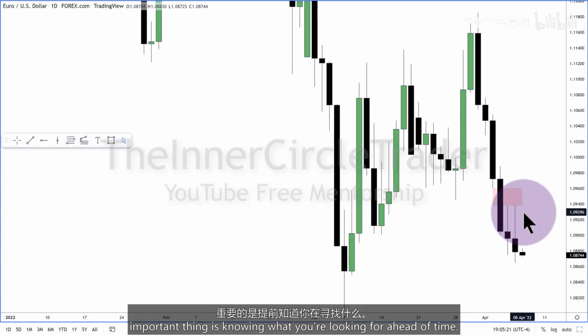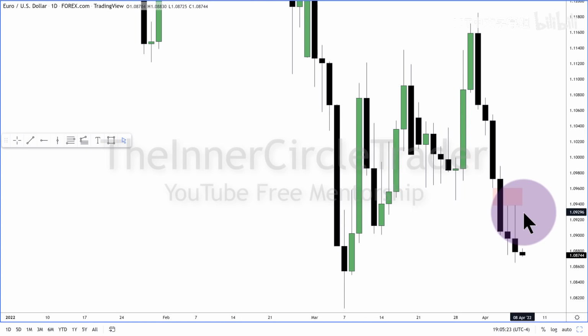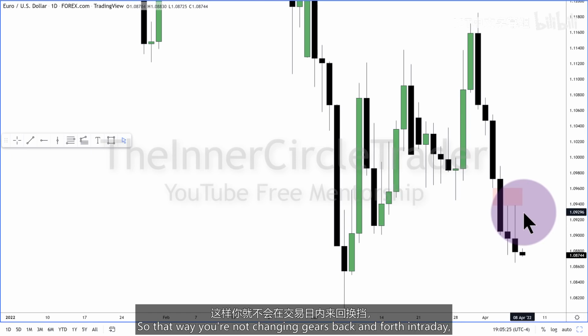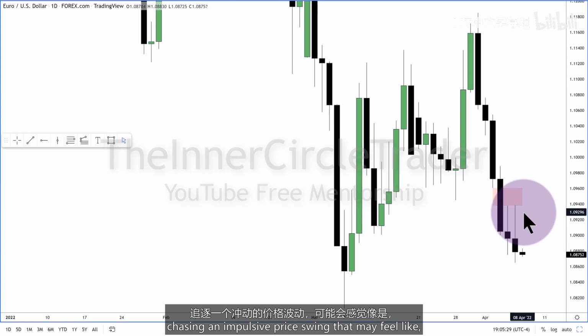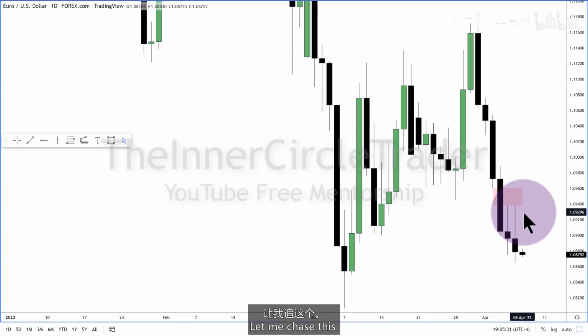The important thing is knowing what you're looking for ahead of time. That way you're not changing gears back and forth intraday, chasing an impulsive price swing that may feel like, oh, I'm probably wrong, let me chase this, let me chase that.